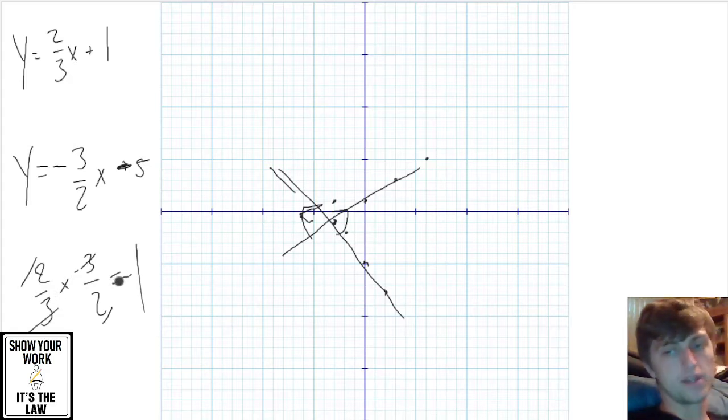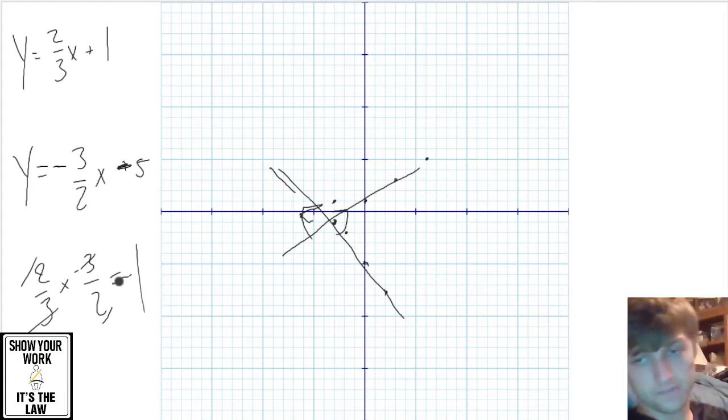That's our test. So, in a recap of this lesson, two lines are parallel if and only if their slopes are the same. Two lines are perpendicular if and only if you multiply their slopes together and they equal negative 1.